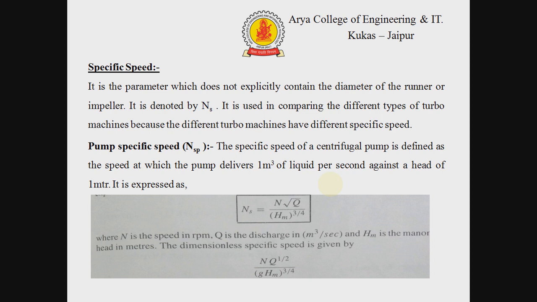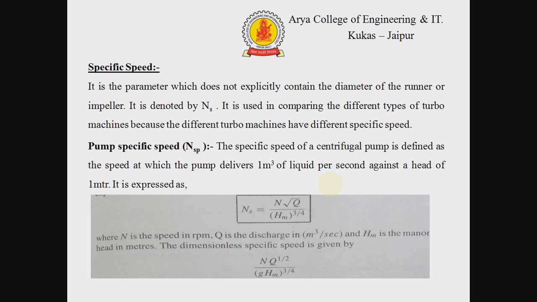Now friends, we discuss the specific speed. It is a parameter which does not explicitly contain the diameter of the runner or the impeller. It is denoted by Ns. It is used in comparing different types of turbo machines, because different turbo machines have different specific speeds.